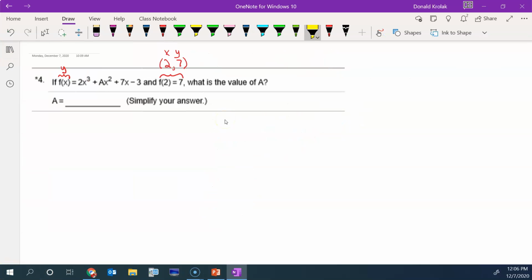All right, our next question asks us to find the value of a. So what you'll do is you'll substitute in 2 as your x coordinate. So every place where you have an x, you're going to substitute in the value of 2. And where you have an f of x, that's the same thing as y. So I'm going to substitute 7 in for that y value. Our equation will look like this once we do the substitutions.